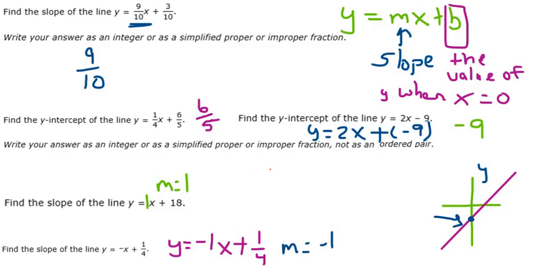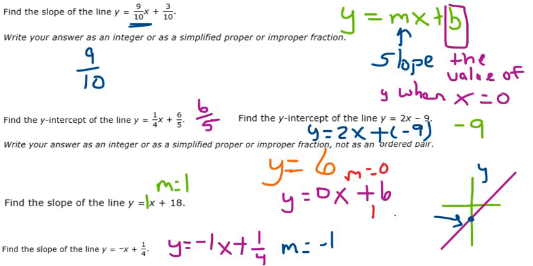One other situation I do want to point out, if we saw an equation like y equals 6 and asked you for the slope, well, this is the same thing as writing y equals 0x plus 6. So in this case, the slope would be 0, and the y-intercept, the b, would be 6.